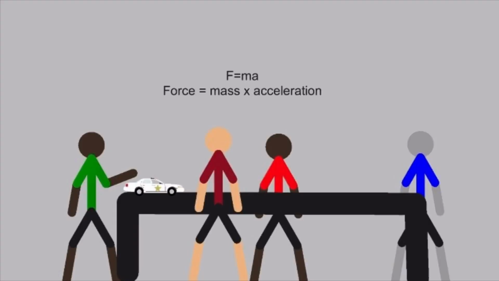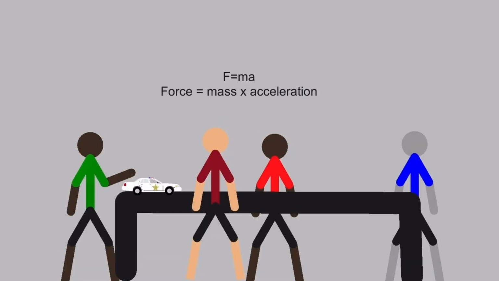F equals ma is Newton's second law. Now to make it simpler for you, that equation means force equals mass times acceleration. We will learn about Isaac Newton and his laws of motion later. Back to our question. Force equals mass times acceleration. We can do the math easily. Let's say our car is 1 kilogram.